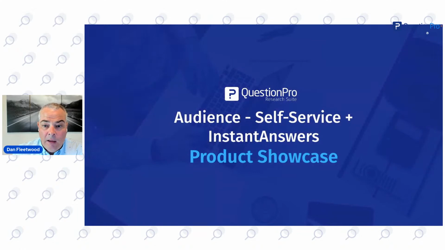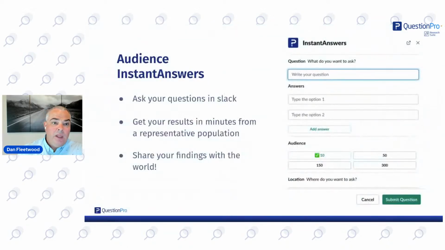All right. So audience self-service, instant answers. Let's jump into this and go over some of the things released in the audience self-service product, and then also talk about instant answers a little bit, which is our newest audience offering. So instant answers, this is essentially a Slack integration that we created where you can ask your question in Slack and get your results in minutes to the population that you sent it to.